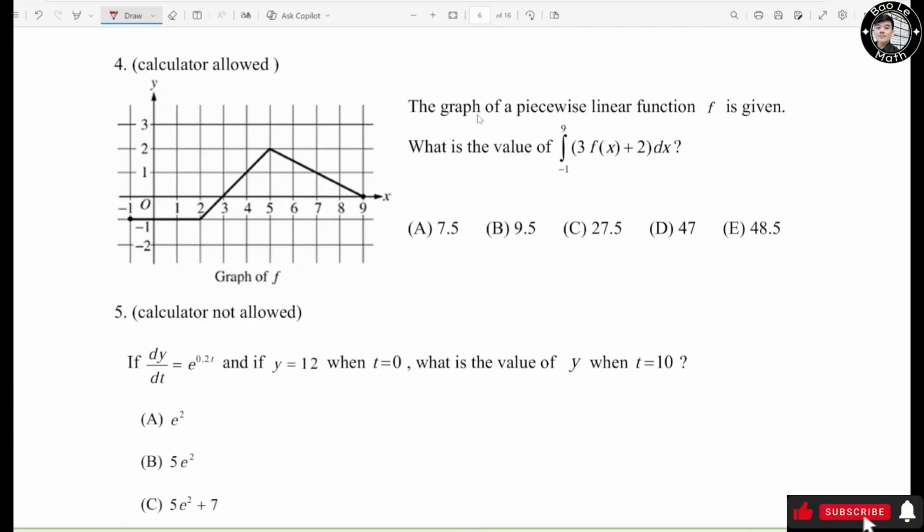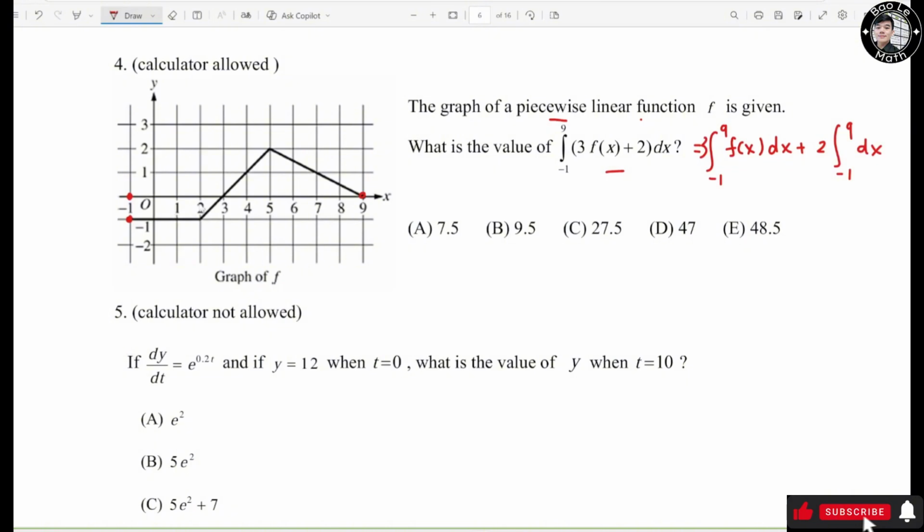Question 4. The graph of a piecewise linear function f is given. What is the value of this guy, right? So we just separate this guy. It's going to be 3 times the integral from negative 1 to 9 of f of s ds. Don't forget to put 3 in the front. Plus 2 times the integral from negative 1 to 9 ds, right? Now, the integral from negative 1 to 9 is going to be the area under the curve, right?